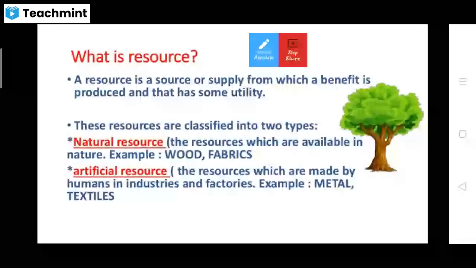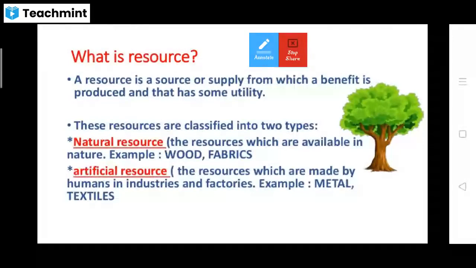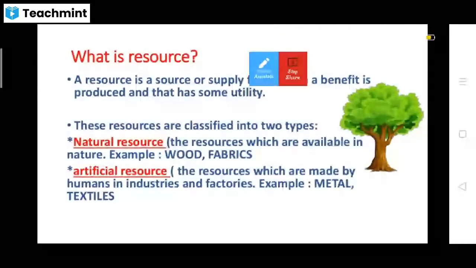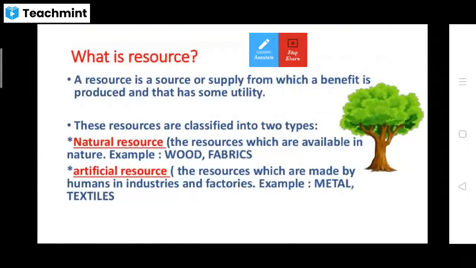These are the resources which are made by humans in industries and factories. Basically these resources are made by human beings, and those are called artificial resources. For example, the metal or the utensils and kitchen items you see in your houses are made by human beings. They are not made by God and sent for you to use. They are prepared by human beings themselves. So those are called artificial resources, and the ones which are present naturally in nature are called natural resources.